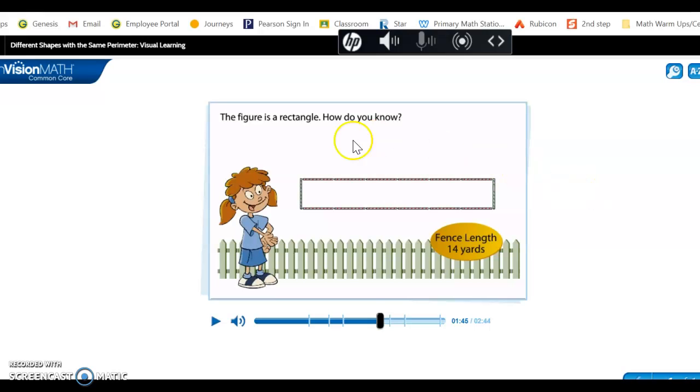So we know that this shape is a rectangle for a few reasons. First of all, it has one, two, three, four sides, making it a quadrilateral, and we know this quadrilateral to be a rectangle. The opposite sides are the same length and they're parallel, and there are 4 right angles.